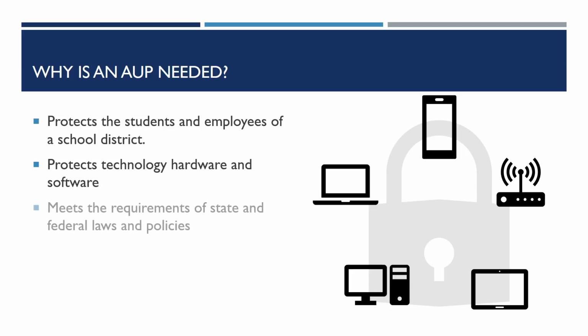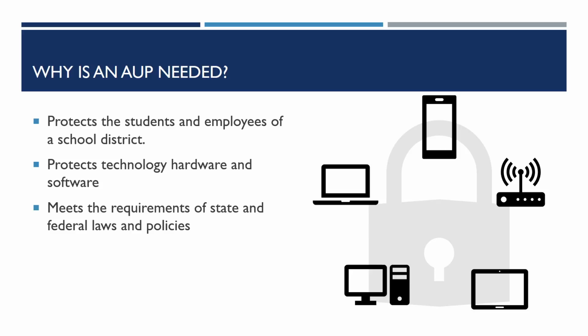Along with protection, a school district's acceptable use policy also includes policies needed to meet the requirements of state and federal laws which protect the privacy and rights of students and employees. Some of these laws include the Children's Internet Protection Act, the Maryland Public Information Act, and several others.